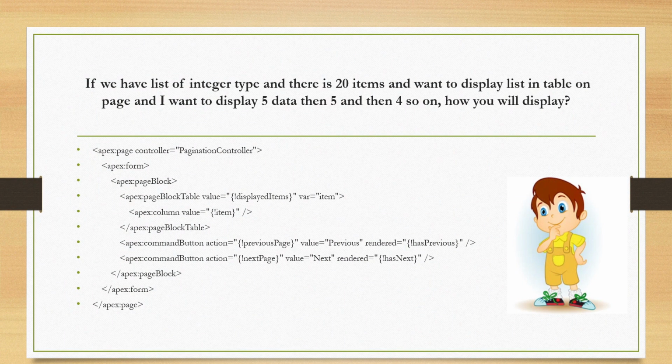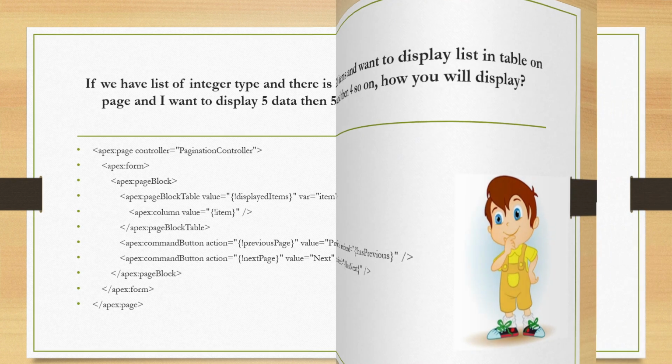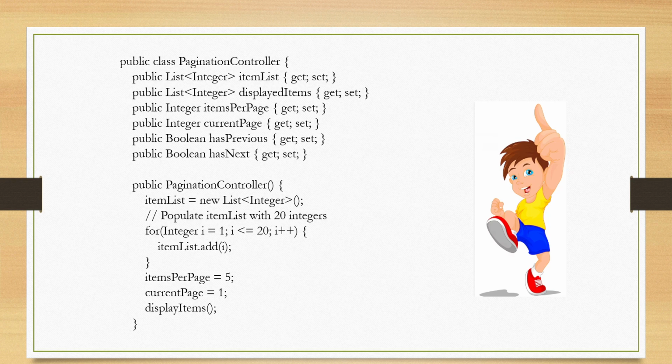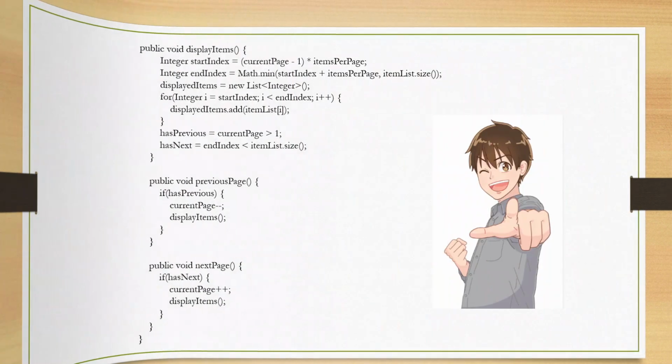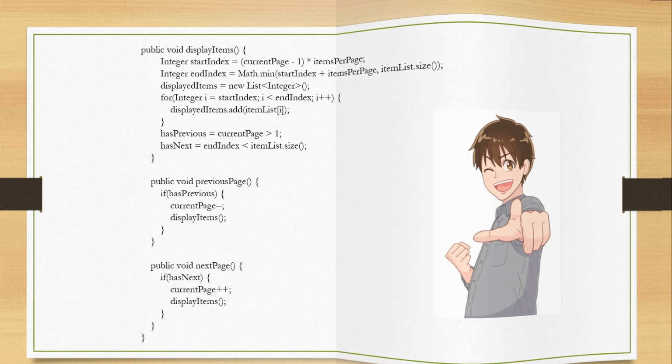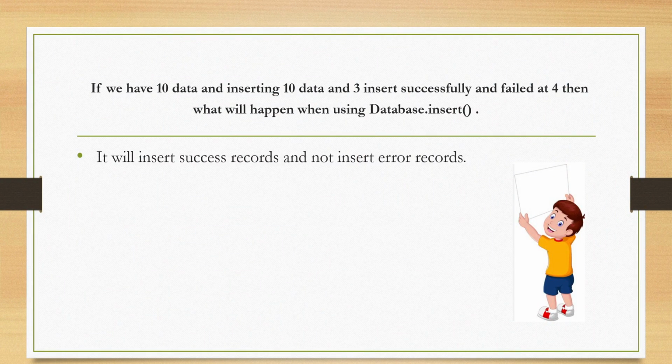If we have a list of integers with 20 items and we want to display the list in a table on a page, showing 5 items, 5, 5, and 5 per page, how will you display it? We can display that data with a pagination control. Here you can reference this code. Coming to the next question.